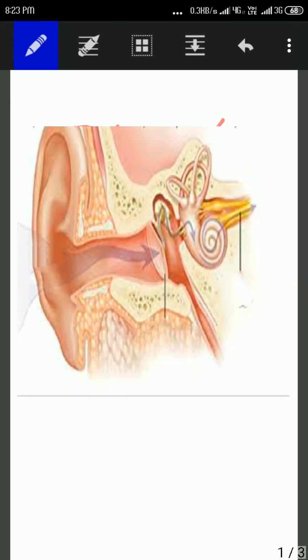Hello guys, today we are going to discuss the ear. The ear consists of three parts: external ear, middle ear, internal ear. This is our external ear as we can see here. This is the middle ear, which is a slit-like cavity. This is the internal ear. The external ear consists of the auricle, the external auditory meatus and external auditory canal.